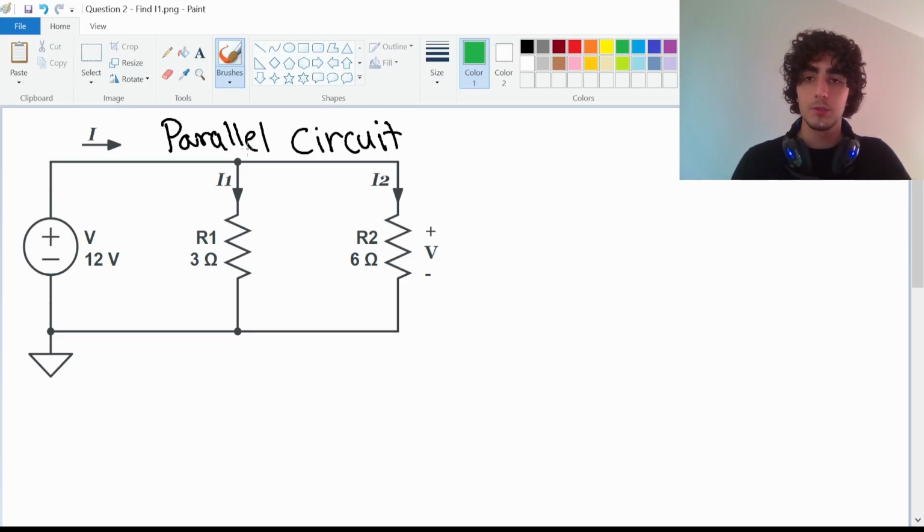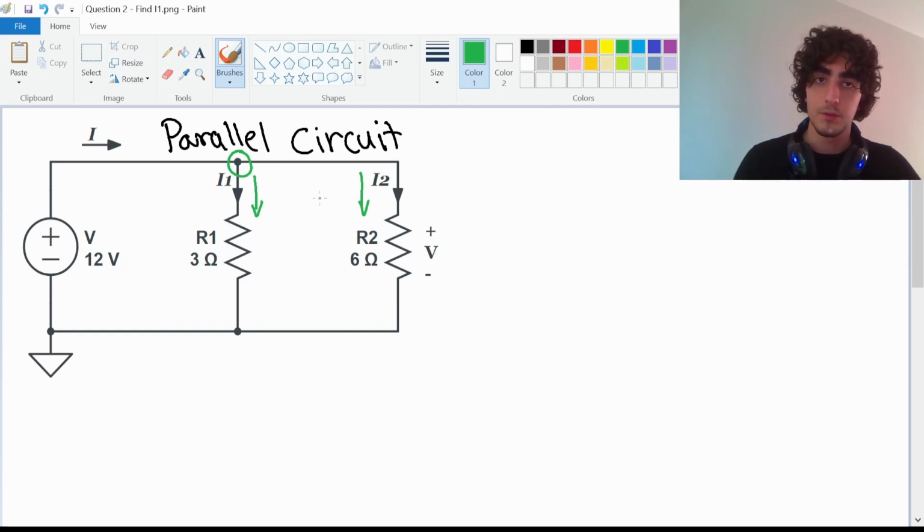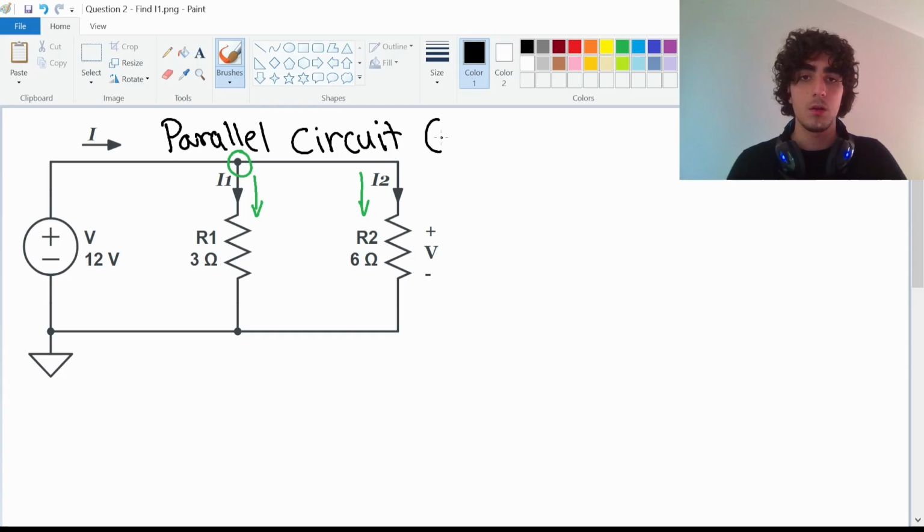So as the current goes here, it's met with this node here, which separates the two resistors, meaning the current has two directions it can flow. So that's why the current gets divided and goes to both resistors. Now, this is why this circuit in particular is also called a current divider.